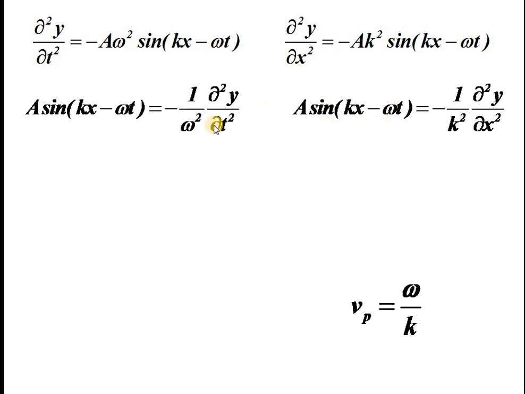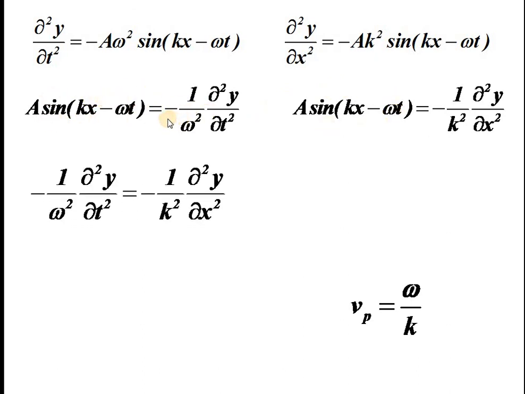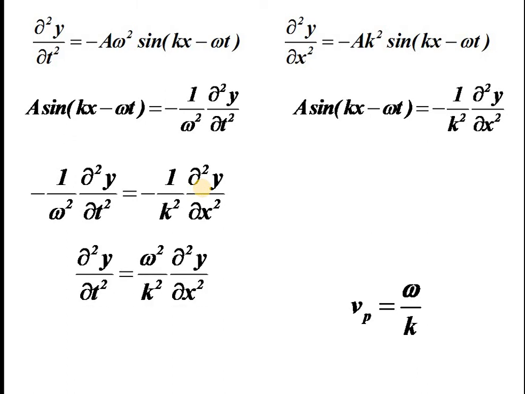Now both parts are identical. You can equate them. Once you equate, what do we get? Minus 1 by omega square del square y by del t square is equal to minus 1 by k square del square y by del x square. So you can make some rearrangement. What we will get is del square y by del t square is equal to omega square by k square into del square y by del x square.